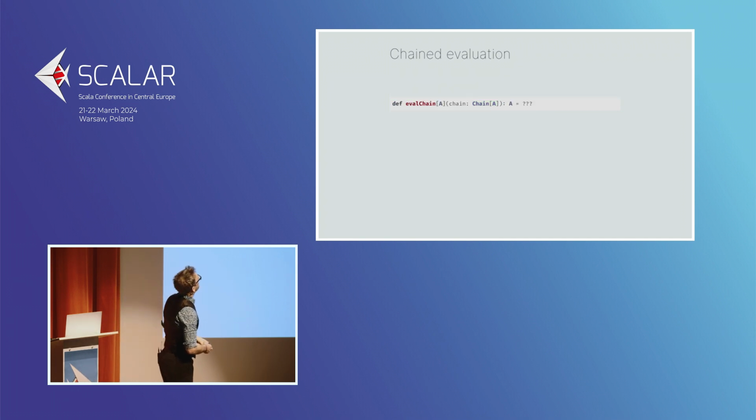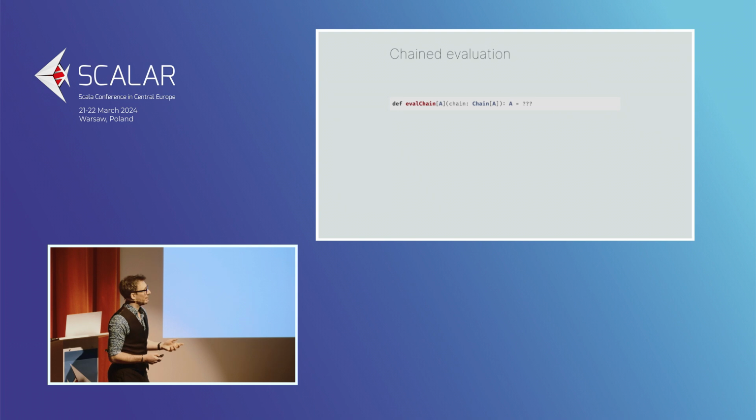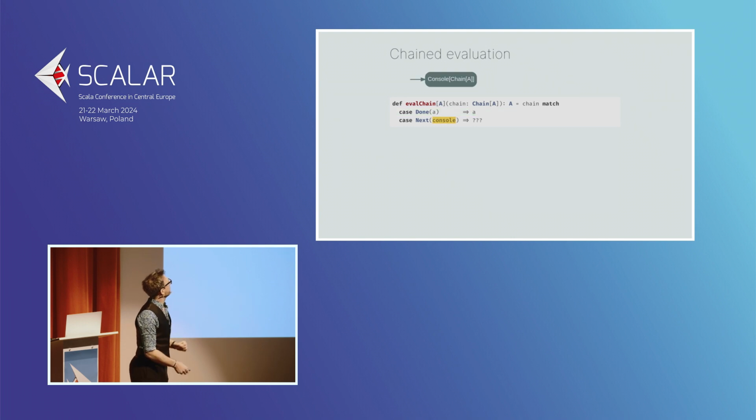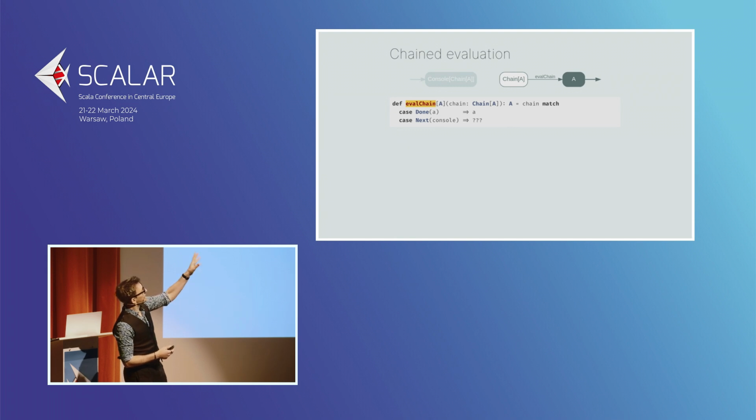OK, we have chain. We're going to have to evaluate it. We're going to use programming by diagrams again. We have a chain of A. That's a sum type, so we're going to deconstruct it. The first branch, we have an A, want an A, literally nothing to do. We can just return that. Easy enough. Second case, we have console of chain of A, want to get to an A, and we have eval chain, which is going to link that bit, so we need to go from a console of chain of A to chain of A.